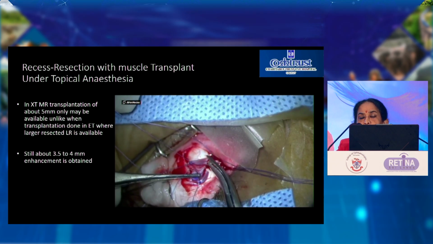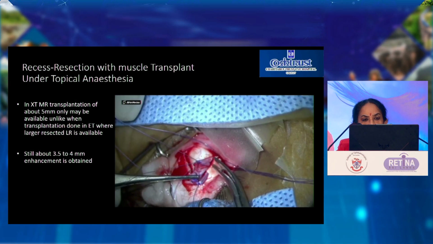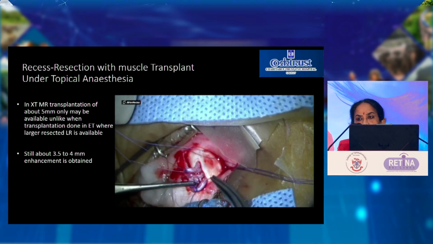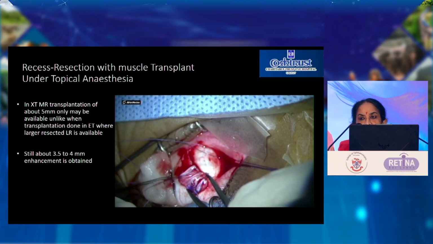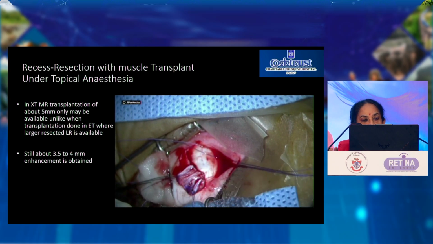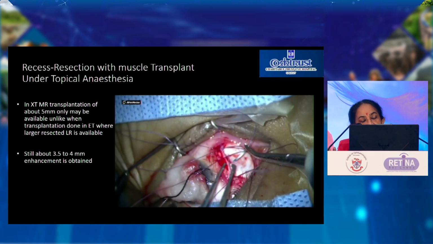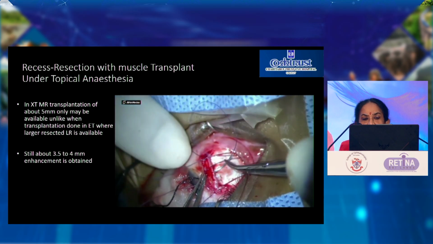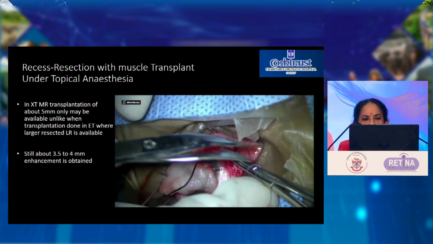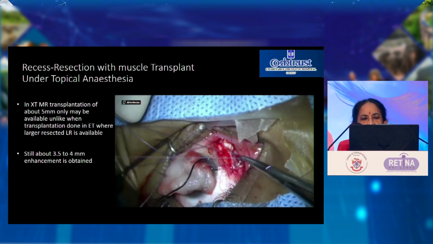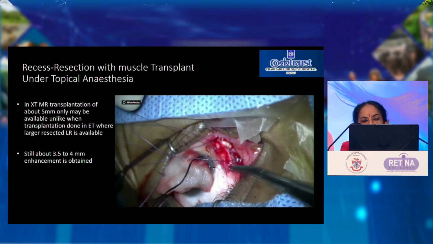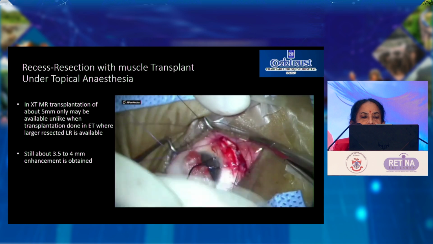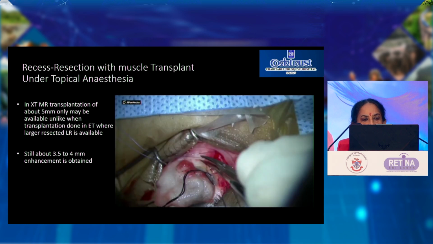And in exotropia, the medial rectus is less, the lengthening available is less, but in large angle esotropia, you get a larger amount of resected lateral rectus. So still about 3.5 to 4 millimeter enhancement is obtained in these cases. You resuture after taking the resected muscle, you insert it to the recessed lateral rectus.